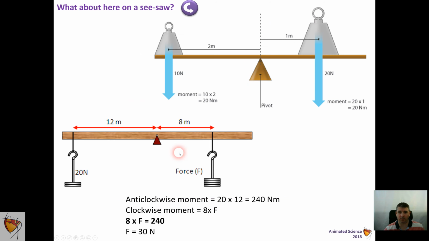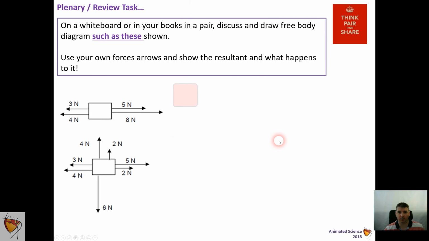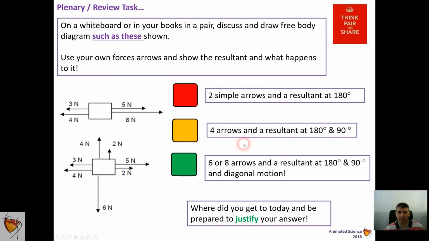You can also have a look here. There's two little goes here to have a look at as examples. So that is your moments lesson. There's a little plenary task. You can work through this as well and look at the diagrams.